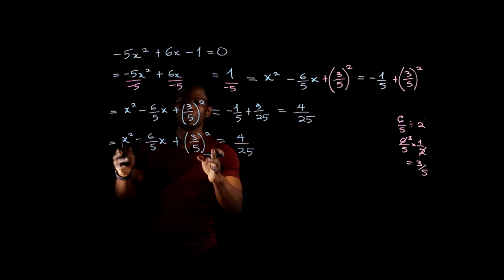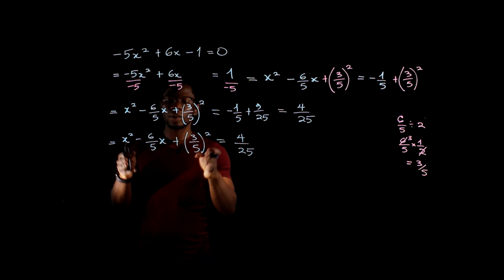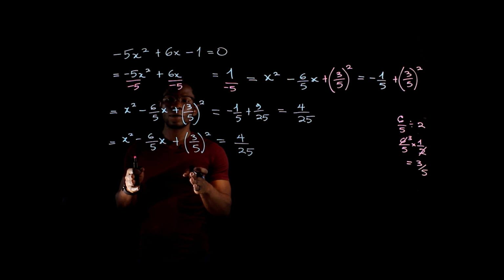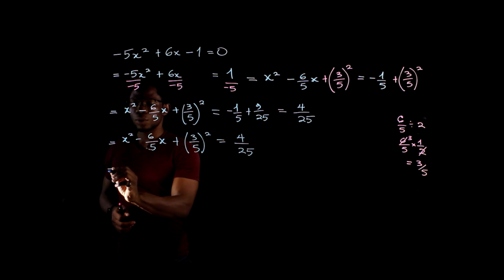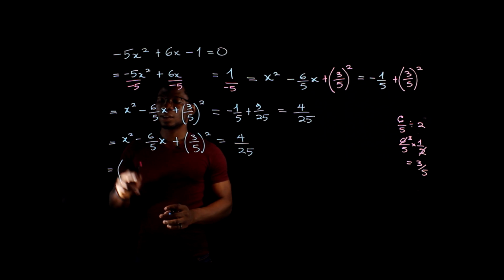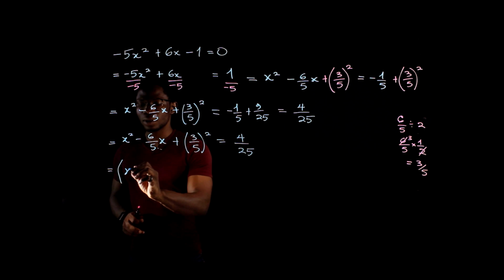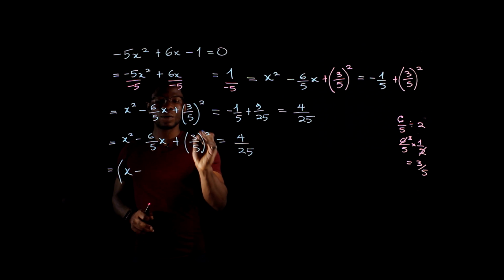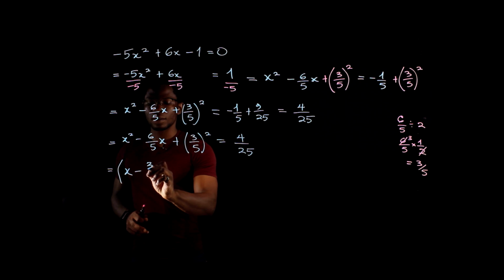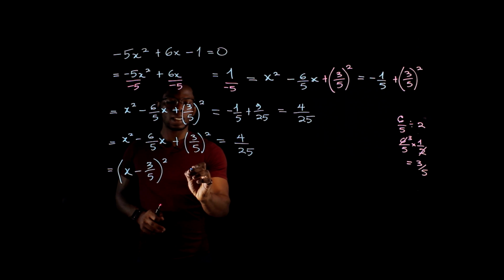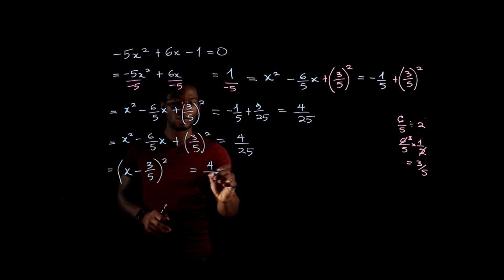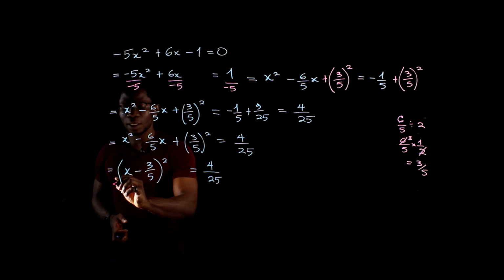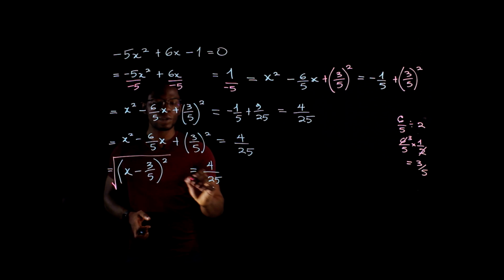So the next step is to write this expanded form into a tighter form of the perfect square. And we do that by opening our brackets. We bring our x down from here. We bring our sign from here, minus. And then we take only the 3 over 5 here, and we square all that. And that's equal to 4 over 25. So the next step is to find the square root of both sides.